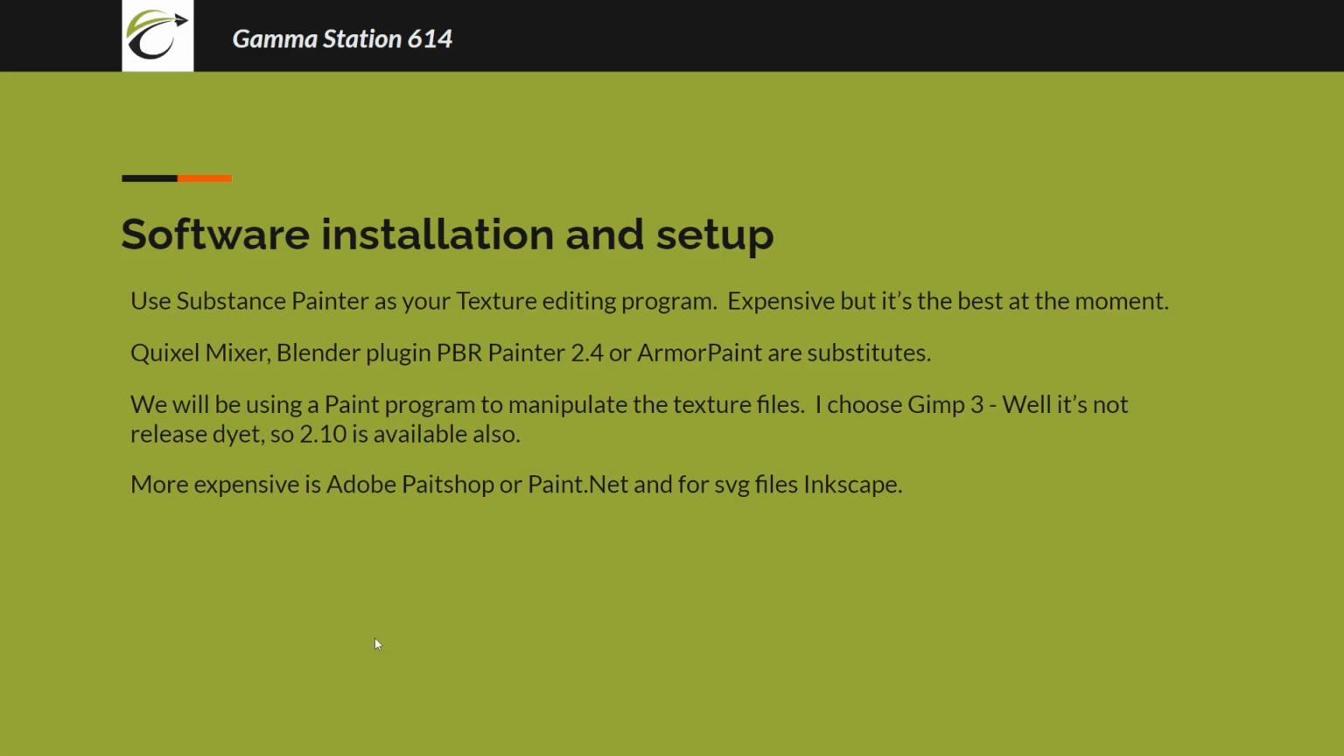Next, you'll want a paint program. This is different from a texturing program in that you manipulate a single texture file in a paint program, while in a texturing program, you will manipulate and manage numerous different texture inputs or maps and the outputs. I'll choose GIMP 3. Well, it's almost available. The current version is 2.10, but we'll get to that later. You could also choose Adobe Paint Shop, which is another high-cost program, or Paint.net, and finally Inkscape for SVG files.